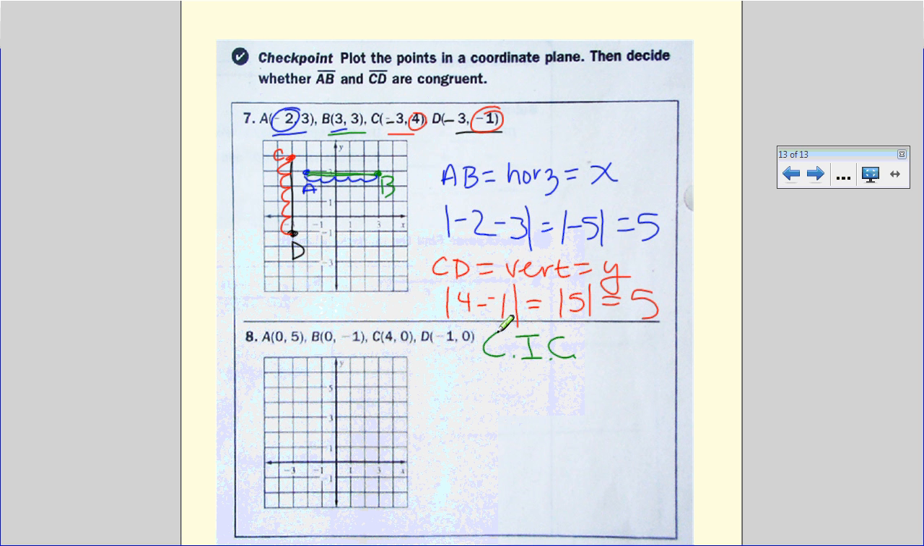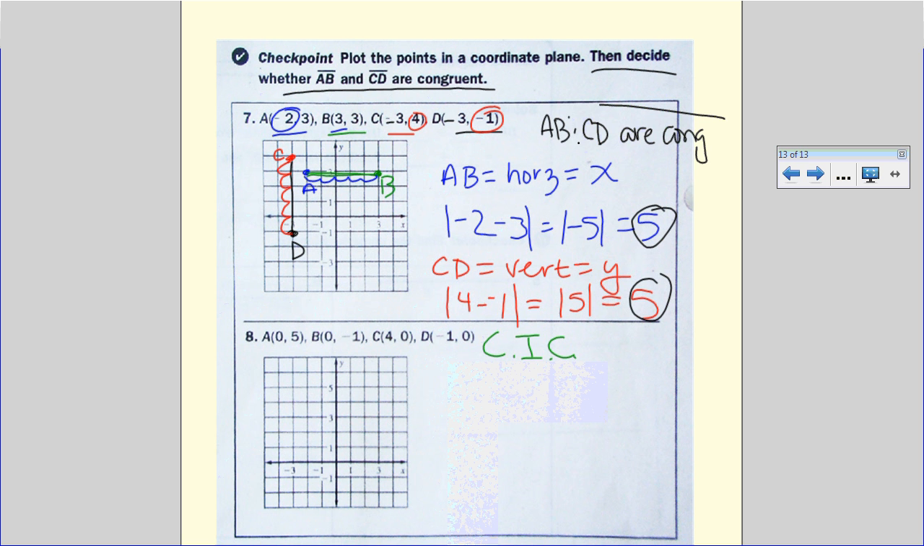But we just did a whole lot of work, and we still haven't finished our checkpoint. Decide, are AB and CD congruent? And so because we have a length of 5 and a length of 5, we would say AB and CD are congruent. All right? We're going to save number 8 for you to do in class as a checkpoint.